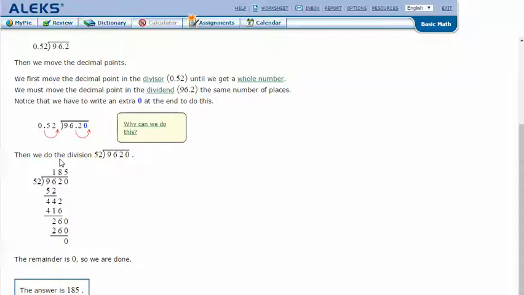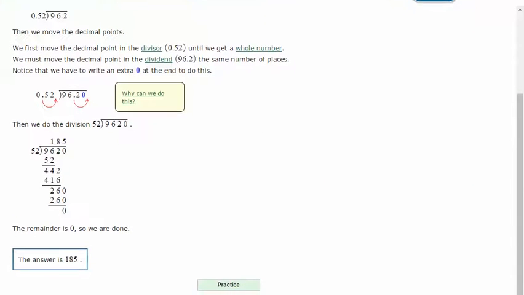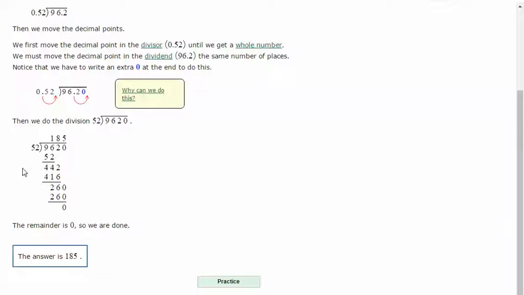Then we do the division, 52 into 9,620. So 52 can't go into 9, but it goes into 96 one time. 1 times 52 is 52. 96 minus 52 is 44. Bring down the 2. 52 goes into 442 8 times. 8 times 52 is 416. 442 minus 416 is 26.